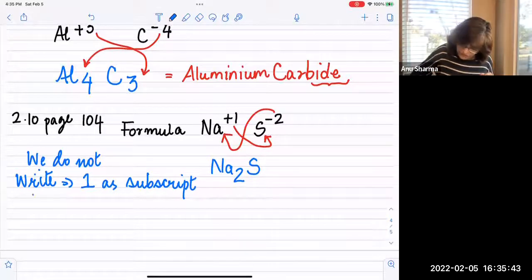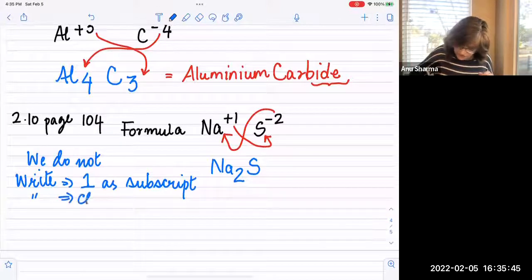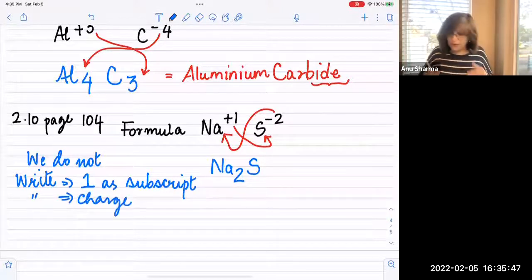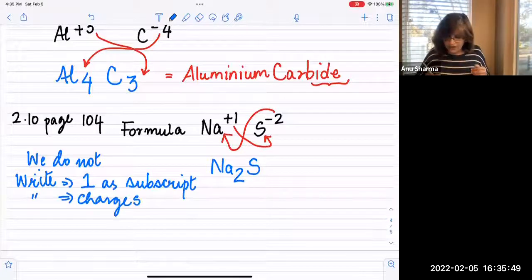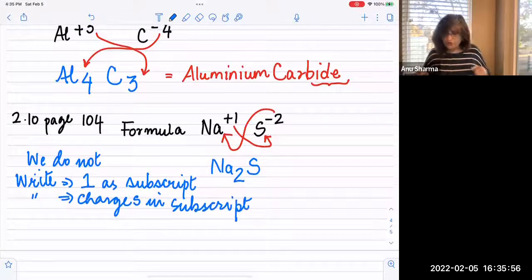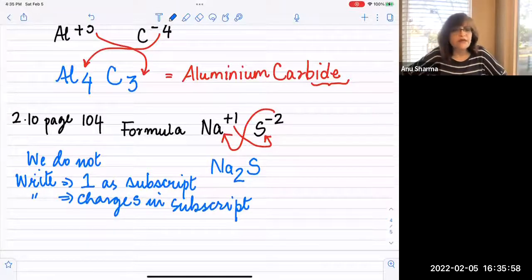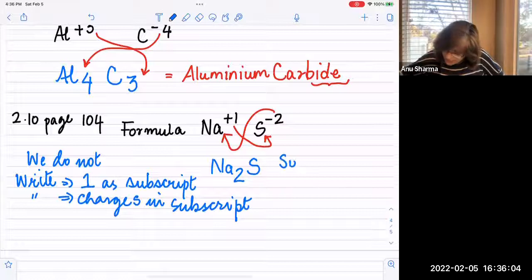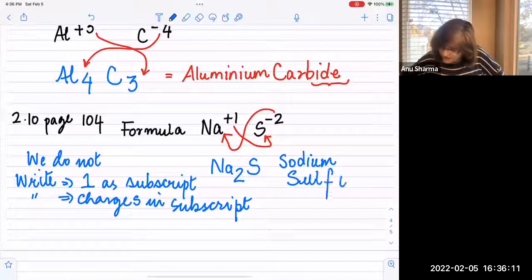Second thing, we do not write the charges. Whether you are bringing a positive charge or a negative charge, the charge does not go in the subscript. When you cross over, you do not bring the plus or minus, you only bring the numbers, and only the numbers that are above 1. Okay, so what is the name? Name is sodium. The name of the metals doesn't change, but sulfur becomes sulfide, S-U-L-F-I-D-E, because sulfur is just by itself.